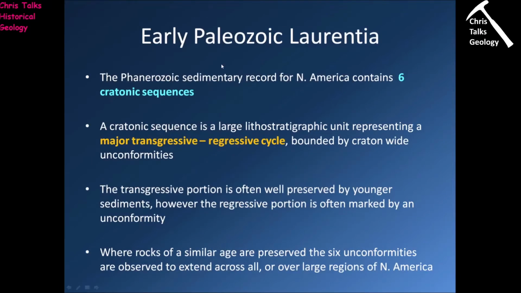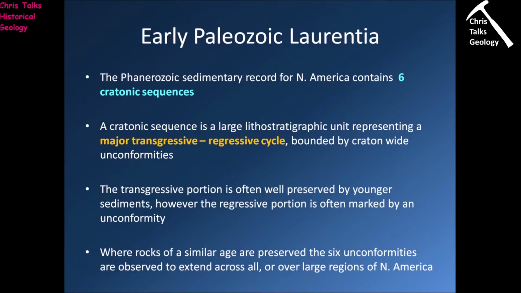So let's think about the early Paleozoic for Laurentia. The Phanerozoic sedimentary record for North America contains 6 cratonic sequences. A cratonic sequence is what's called a large lithostratigraphic unit. So it's a big stack of rocks. And this big stack of rocks will represent a major transgressive regressive cycle.